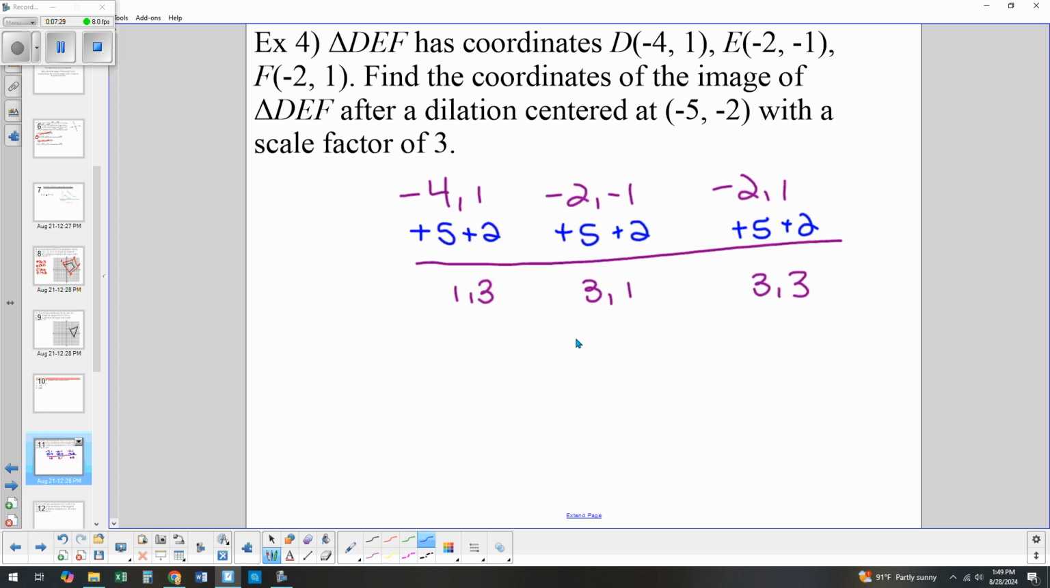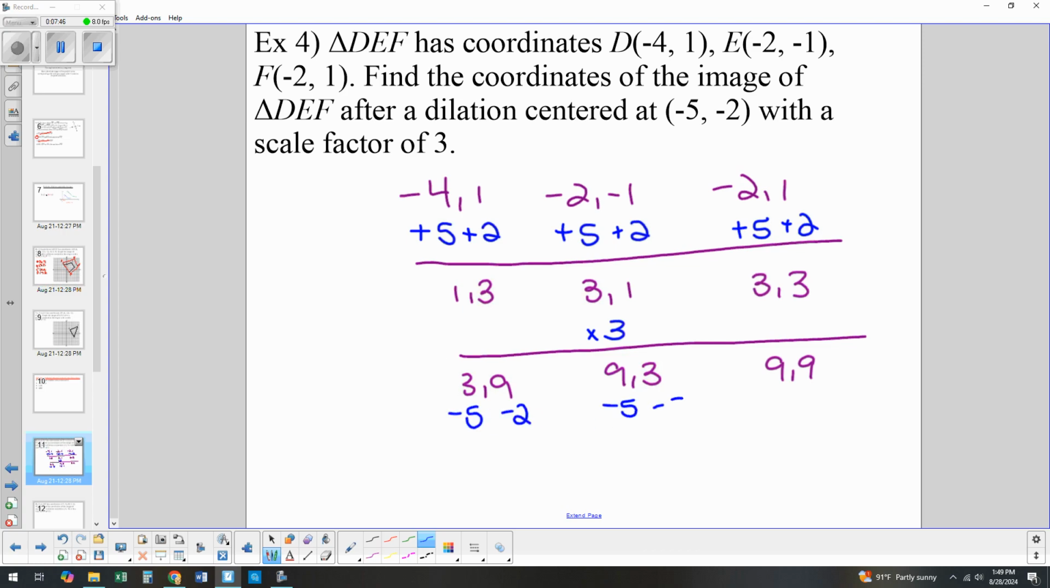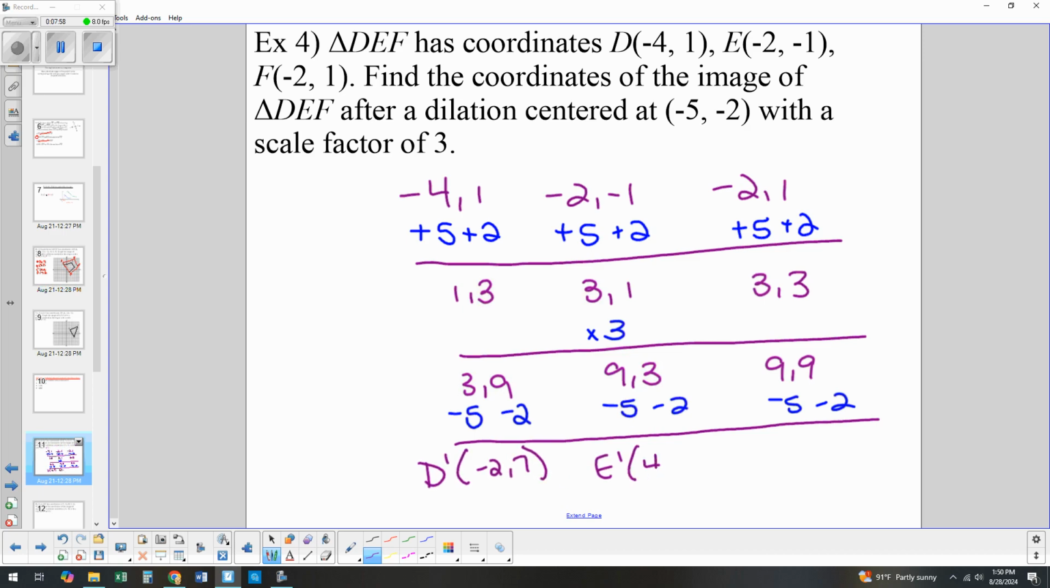Scale factor of 3 means I'm going to multiply by 3. So that's going to be 3, 9, 9, 3, and 9, 9. And then my last step is to add the center back. So I'm adding a negative 5 and I'm adding a negative 2. So that means D prime will be negative 2, 7. E prime will be 4, 1. And F prime will be 4, 7.